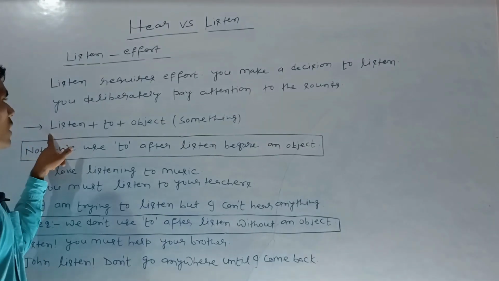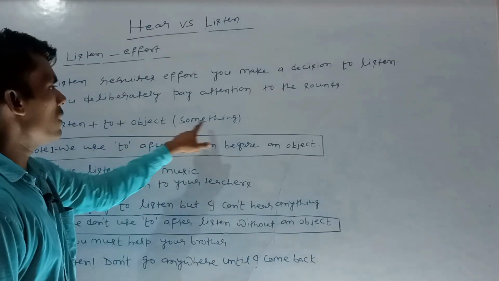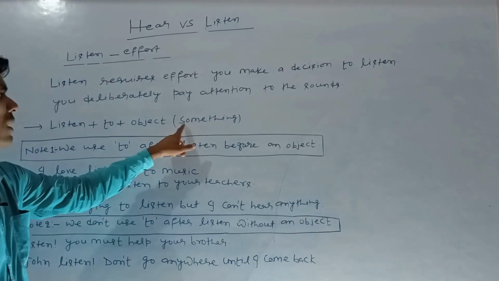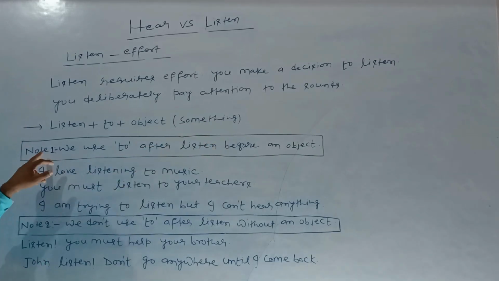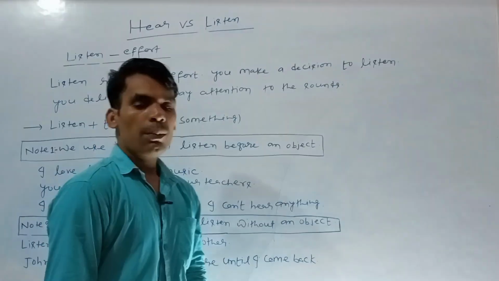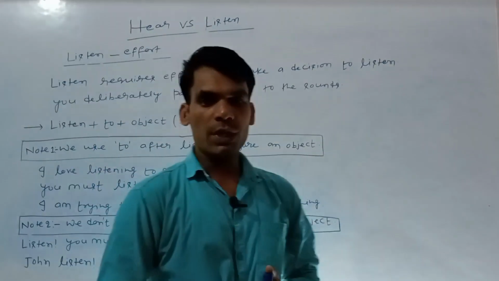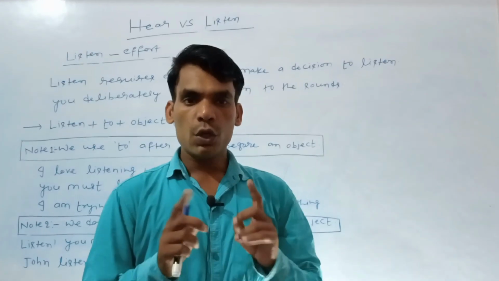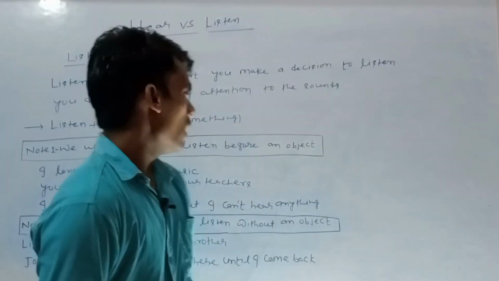I have written a structure here. Listen plus to plus object. In brackets, I have written something. Note one: we use to after listen before an object. Means whenever there is an object in the sentence, we have to use to after listen.